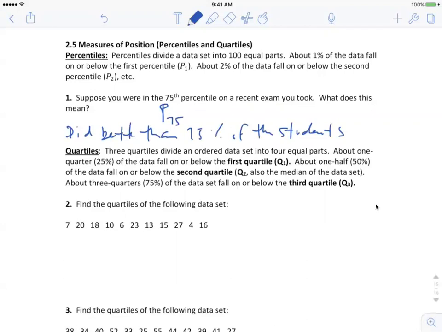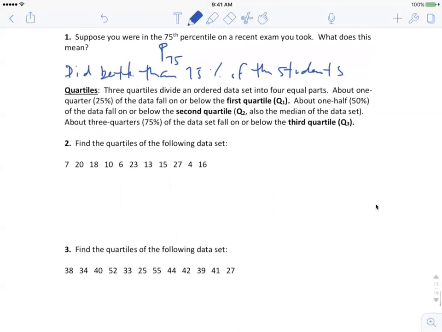Okay, that's really clear, huh? But I said it as "did better than 75% of the students." Check out my completed notes. It'll be written a lot better in that handout.